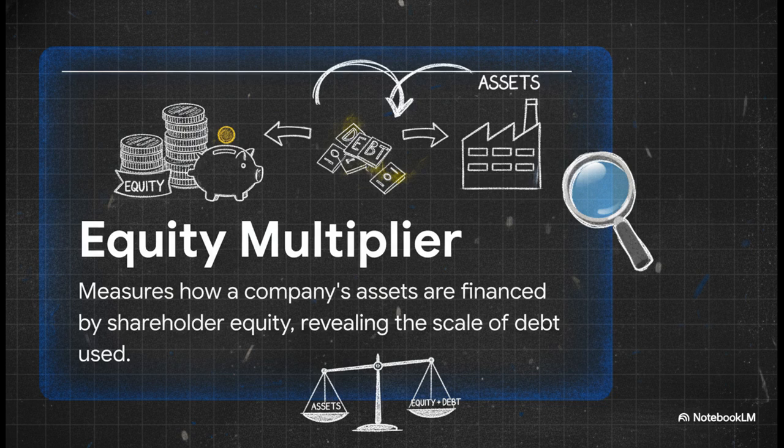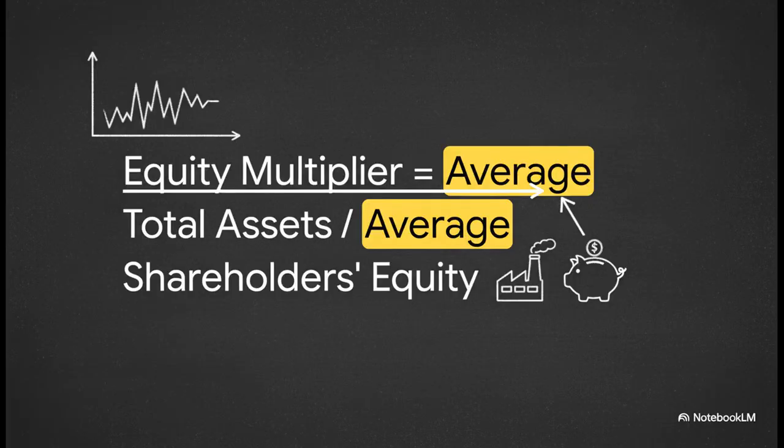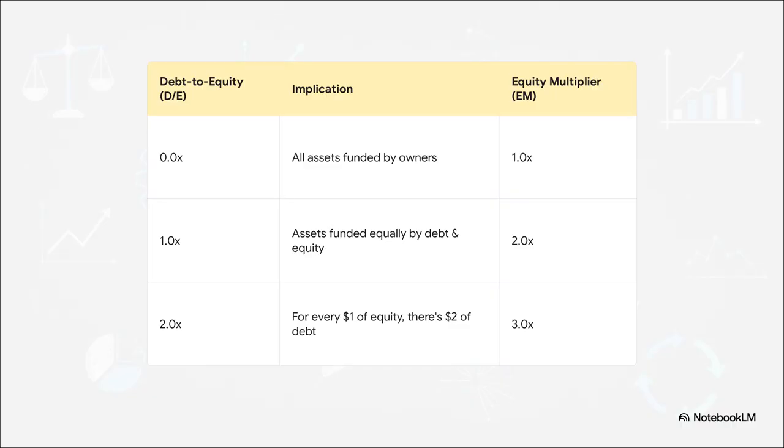In other words, it's a dead giveaway for how much a company is relying on other people's money, debt, to fuel its operations. Now, the math here is actually pretty simple. You just take the average total assets and divide them by the average shareholder's equity. And that word average is super important. Pros use it because a company's balance sheet can bounce around a lot. Using an average gives you a much truer picture of the capital that was actually working to generate profits during that time.